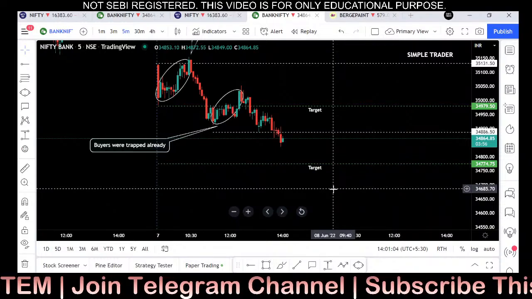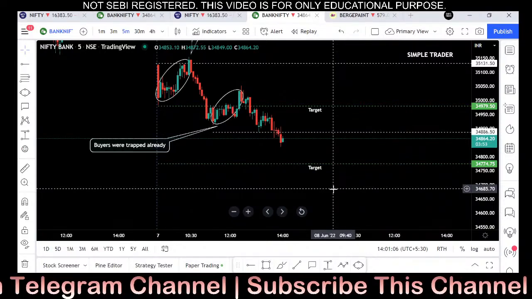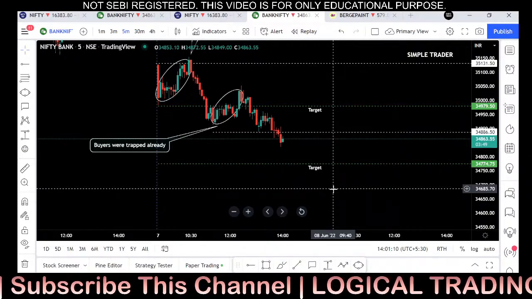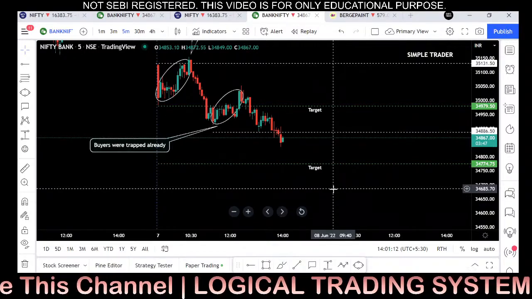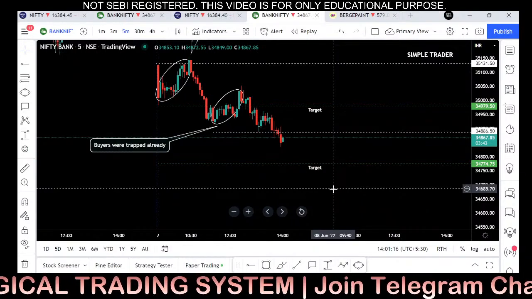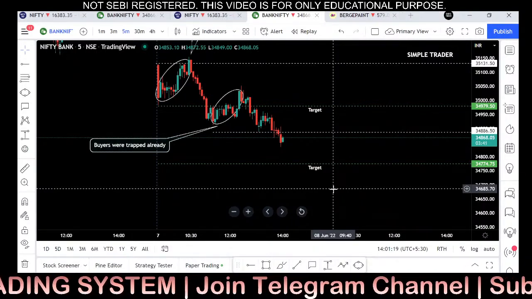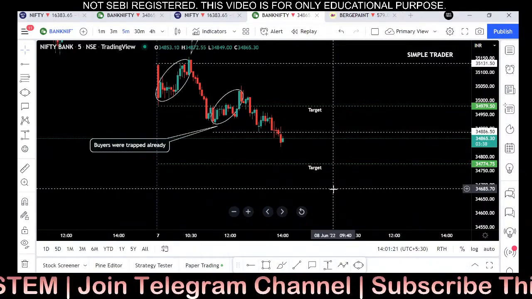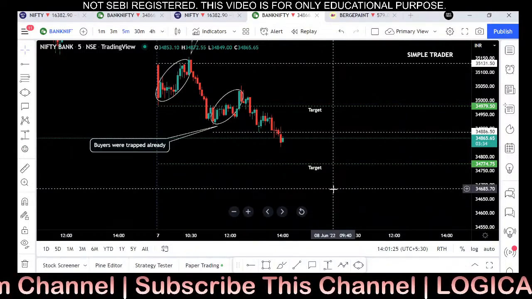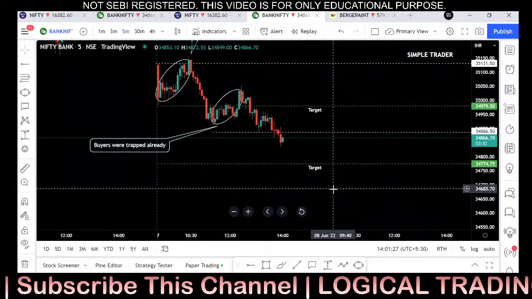And I don't have any indicators or any patterns or any softwares to show you. I don't use anything. I use a simple candlestick chart, and I try to understand other traders' decisions and take my trades based on that. And this is the logical trading system. No rocket science here.